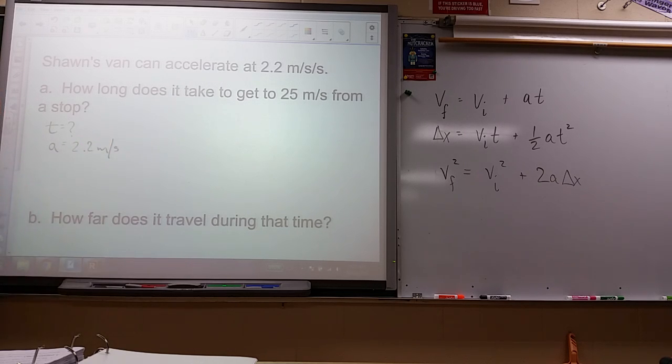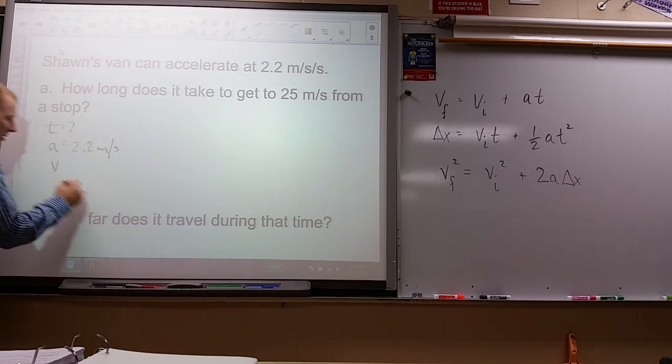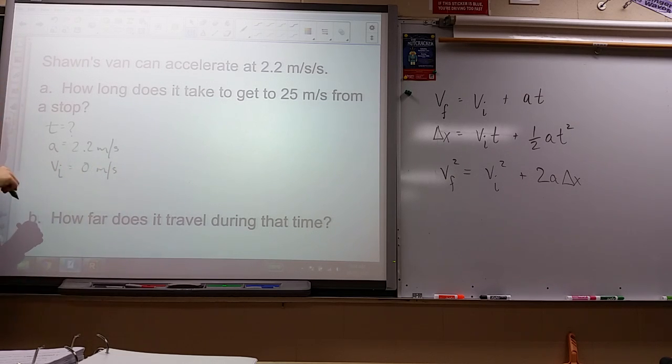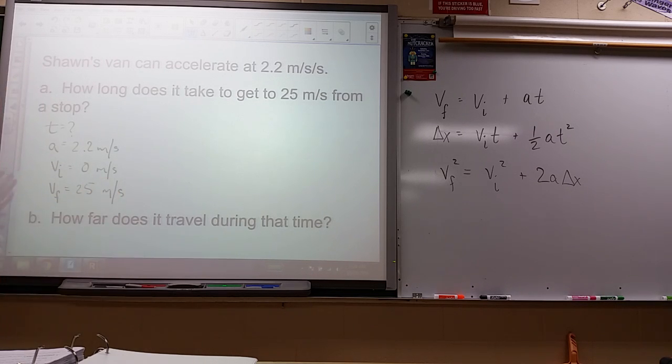Would VI be 0? Why? Since it's from a stop. It's from a stop, so VI would be 0. And V final, so we know that these are initial and final because of when they come during the question and the wording around them. If he is at a stop, so he's from a stop, that means it happened first. And it gets to 25 meters per second, that means it happened second.